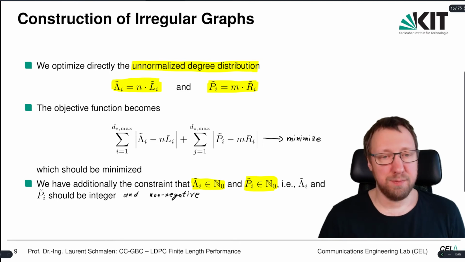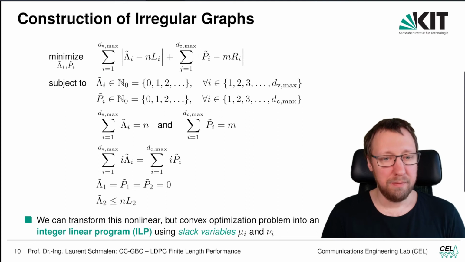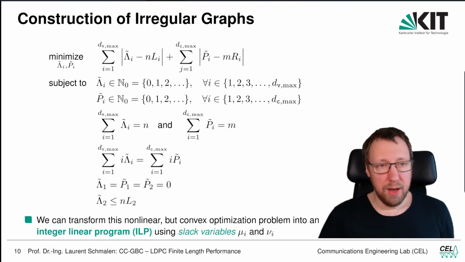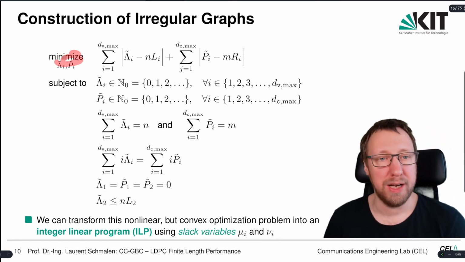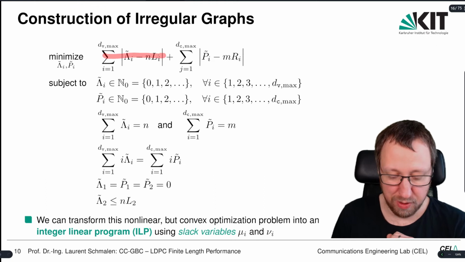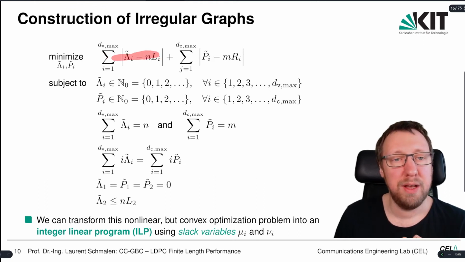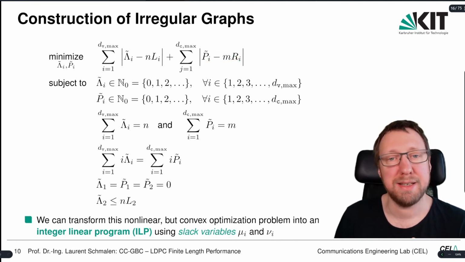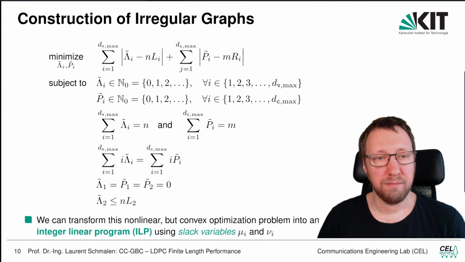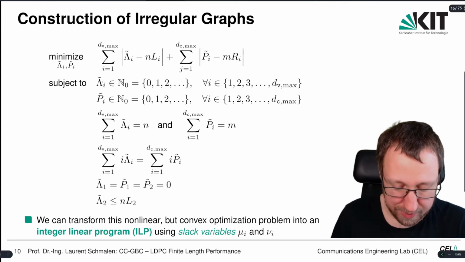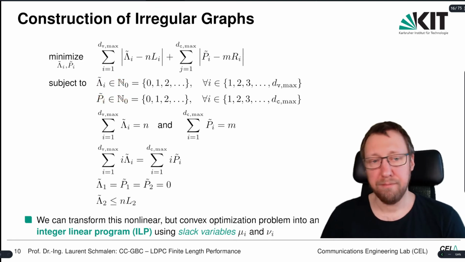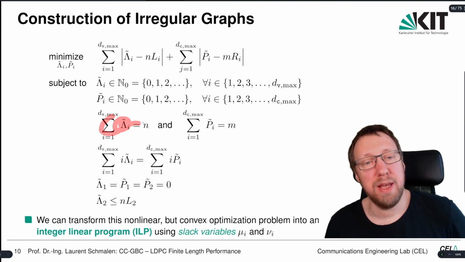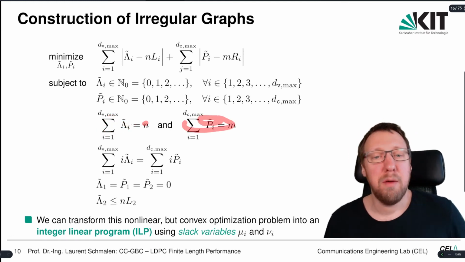Okay, so now we have everything at our disposal, and we can actually write down the optimization problem. And here it is. Let's go through it step by step. We would like to minimize our objective function, which is what we have already described. So the sum over the different degrees of the absolute value difference lambda I tilde minus n times Li, plus the absolute value difference of pi tilde minus m times Ri should be as small as possible. Then we have constraints. The lambda I tilde must be non-negative integers. The pi tilde must be non-negative integers. The sum over lambda I tilde must be equal to n, and the sum over all pi tilde must be equal to m.